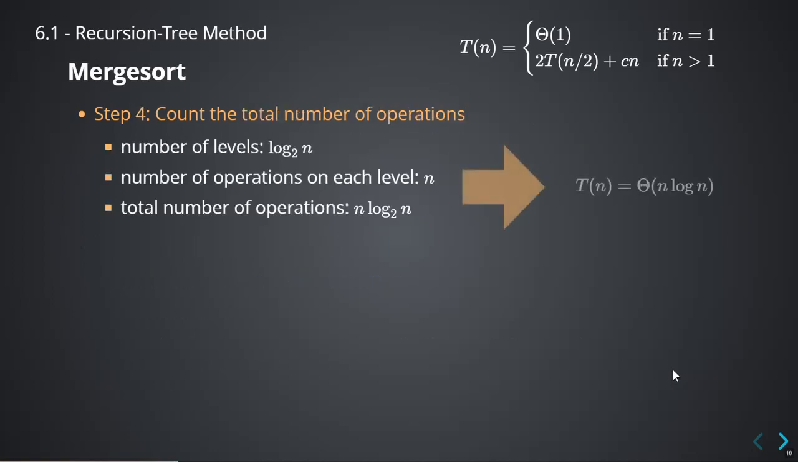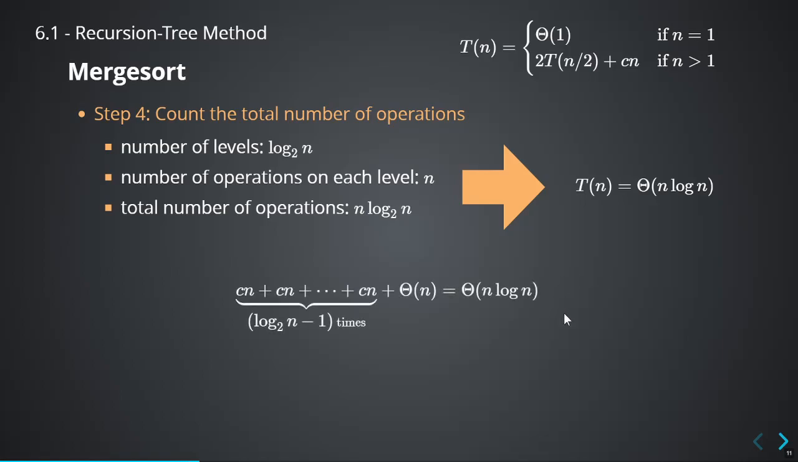So why does that matter? Well, actually, this is what we have. We have cn plus dot dot dot plus cn, not log n times, but log n minus 1 times. All right, so that's the number of levels except for the last one. And then on the very final level, you add theta n. Of course, this is still theta n log n. This is fine. I mean, like I said, this problem is so simple that we don't really have to think about this part here. But in later examples, you're going to see why this kind of matters a bit.